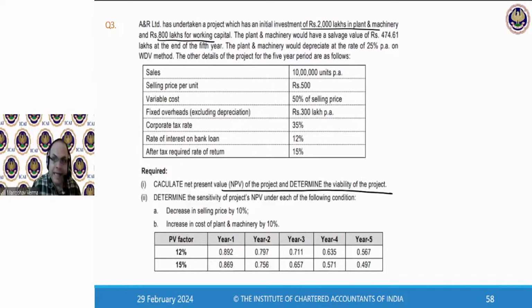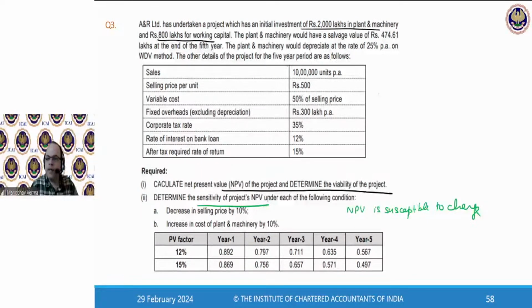What I'm interested in quickly telling you is, there is a part two of this question, guys. Part two talks about, again, a calculation of NPV, but this NPV is a little bit based on the sensitivity analysis. Sensitivity means NPV is susceptible to change. So we are talking about NPV changing, right?